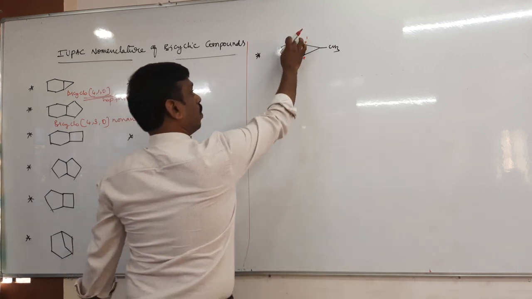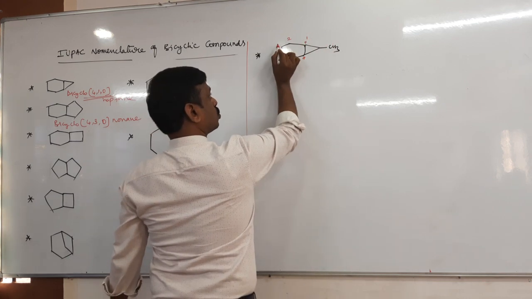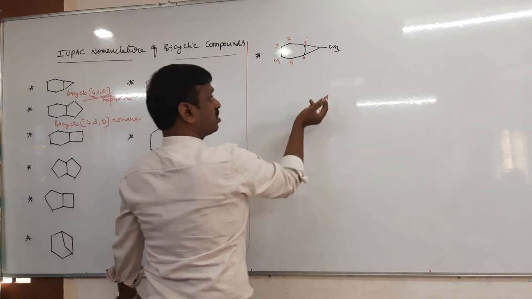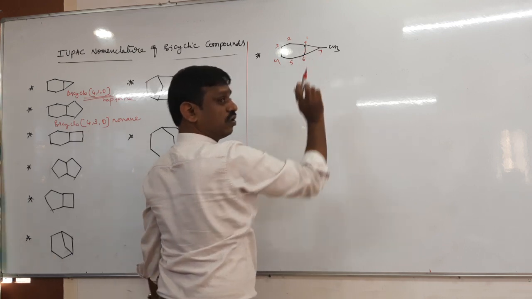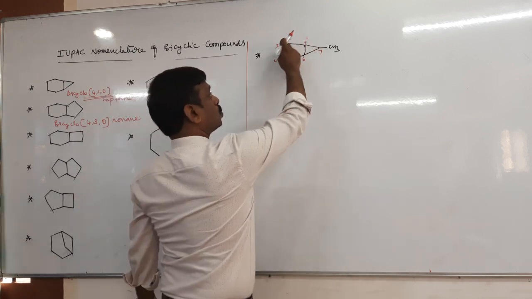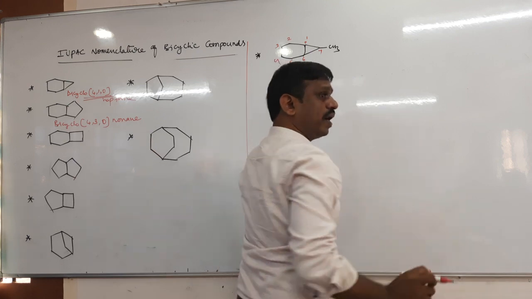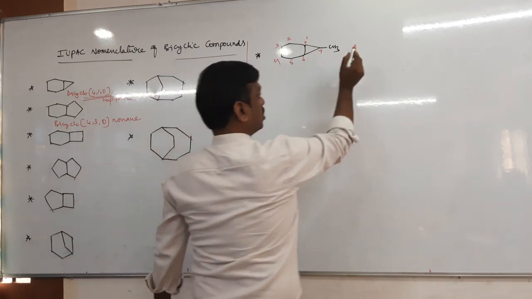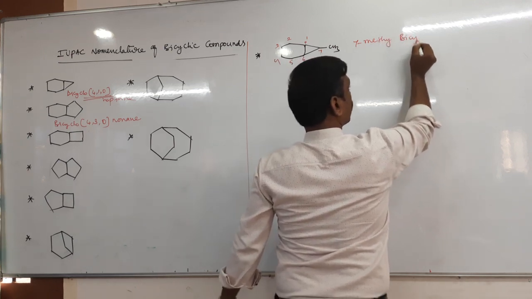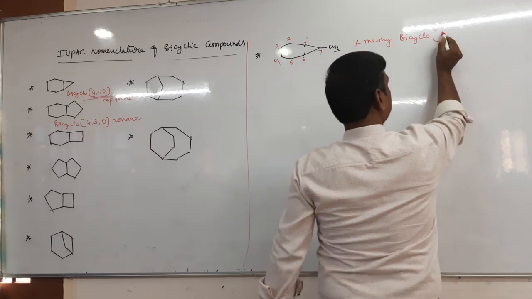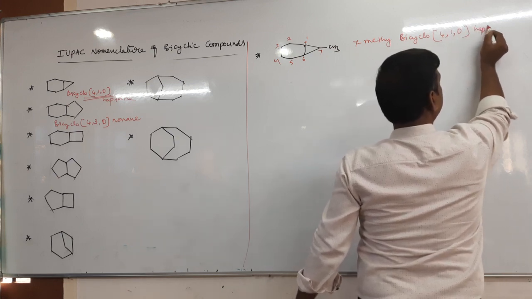Which is the longest bridge? This is 1, then 2, 3, 4, 5, then 6, and this is 7. If there is a 0 bridge, it gets no numbering. Then what is the IUPAC name? While writing the IUPAC name, we write the substituent first. Which substituent is here? 7-methyl, then bicyclo, and the remaining things are the same: 4,1,0 heptane.